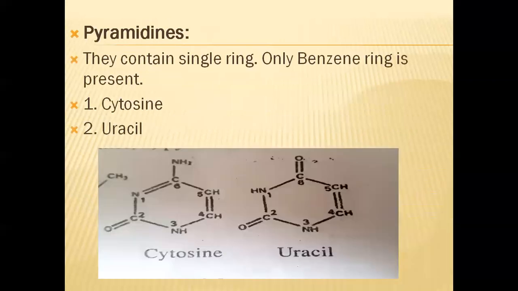Next one is pyrimidines. Pyrimidines contain only a single ring, that is a benzene ring. These are of types cytosine and uracil. There is thymine also present. Cytosine and thymine are present in DNA, but in RNA, instead of thymine, the pyrimidine uracil is present. So cytosine and uracil are present in RNA.